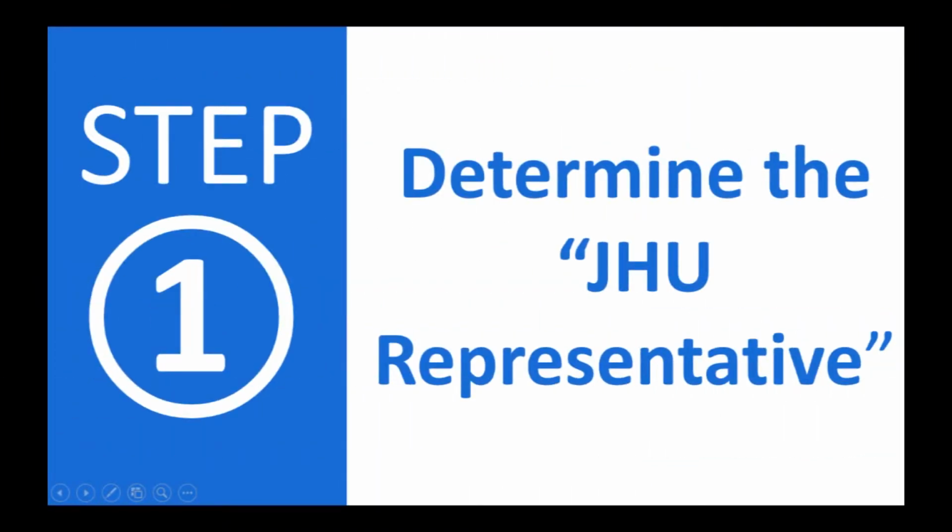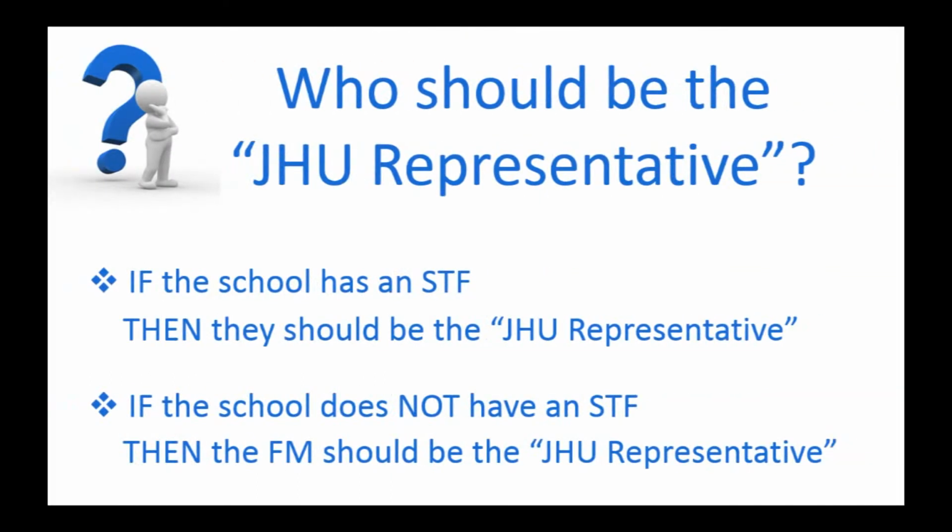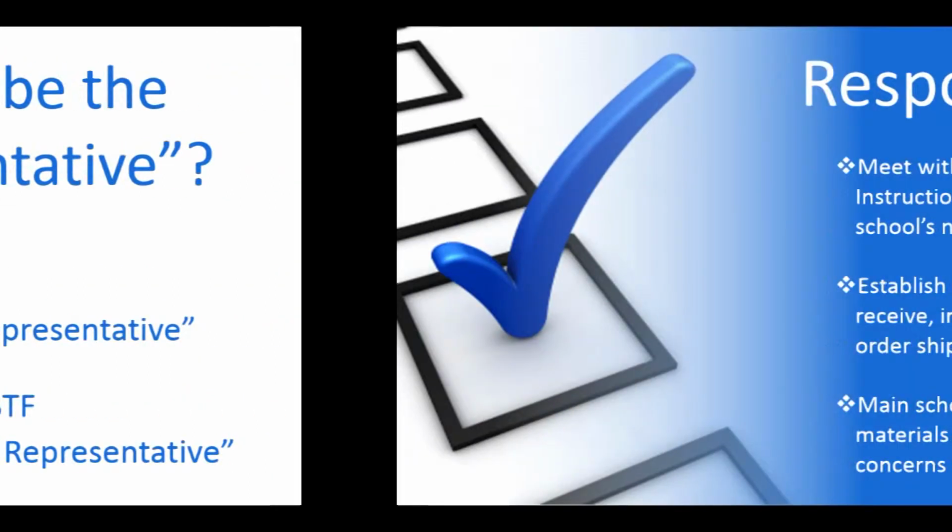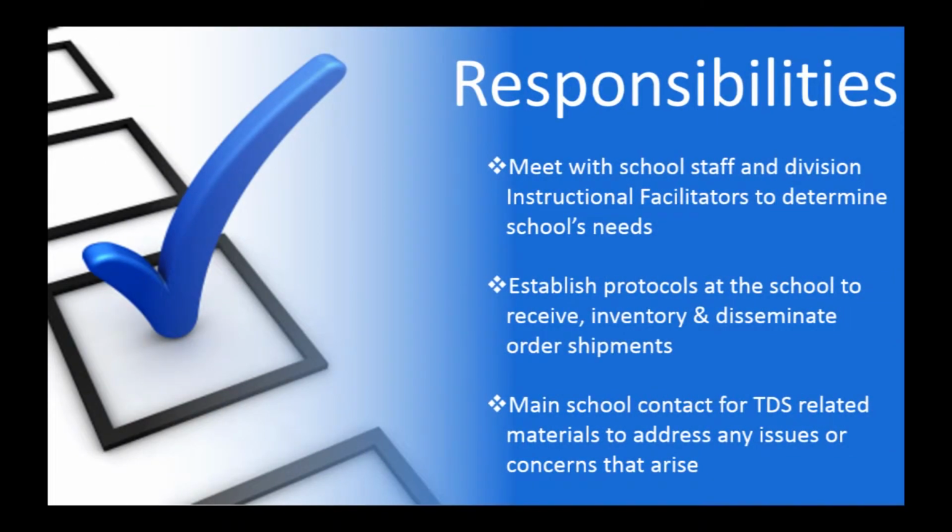When your school is planning an order, it is important to determine who will be the JHU representative. Ideally, this will be a school's School Transformation Facilitator, or STF, but we recognize that flexibility is needed to accommodate various school situations. This will be the person who completes the order form for the entire school and will be the main contact that I will reach out to should any problems arise.